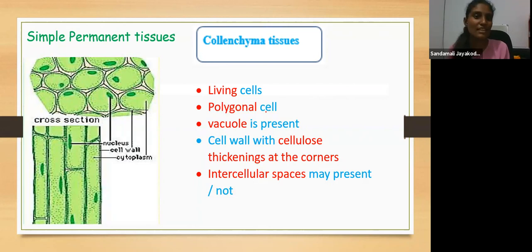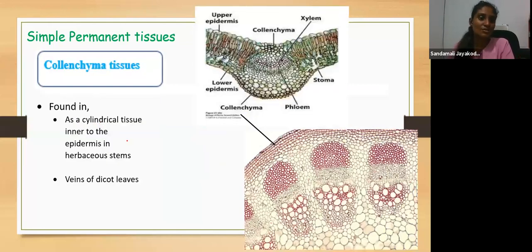In the same way as parenchyma, they are living cells, a vacuole is present, and intercellular spaces may be present or not. This collenchyma is considered a modified parenchyma type, but there's a little difference. So that is about collenchyma tissues. We can find them as a cylindrical tissue inner to the epidermis in the herbaceous stem.